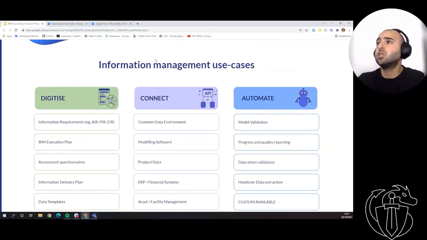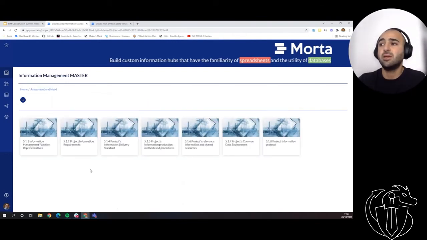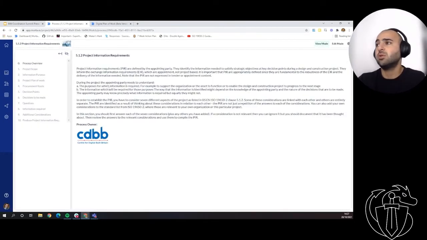So just to quickly show you what I mean, you can see here the platform effectively, and we have a demo project here that you can see has been structured around ISO 19650. So if I take assessment and need, for instance, I have a section here called project information requirements that I can go into. And this was a resource that was created by the Center of Digital Build Britain as part of a smart standards project that we were doing with them.